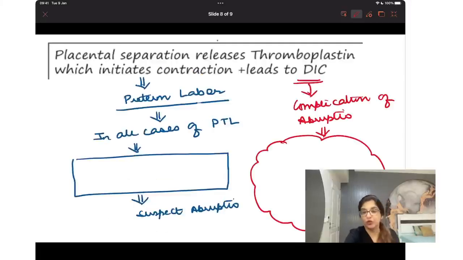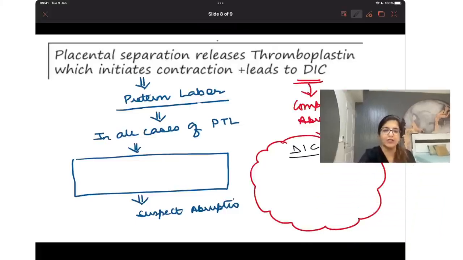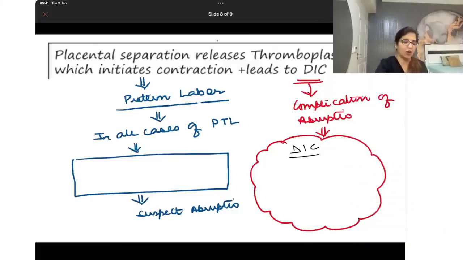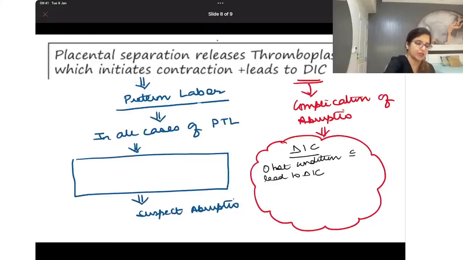Again, this is what I have written over here. Placental separation releases thromboplastin which initiates contractions and it leads to DIC. So what is a complication of abruptio? A complication of abruptio is DIC. Now another very important question is, what are all the obstetrical conditions which can lead to DIC?